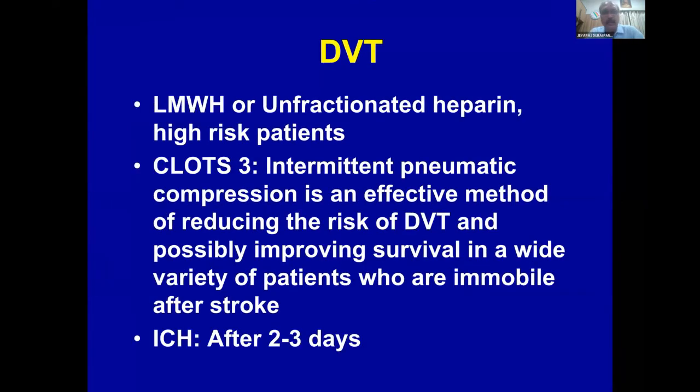DVT prevention, you can use unfractionated heparin or low molecular weight heparin in high-risk patients. There is evidence about intermittent pneumatic compression from the CLOTS 3 trial. In patients with ICH, you can start heparin for DVT prevention after 2 to 3 days.